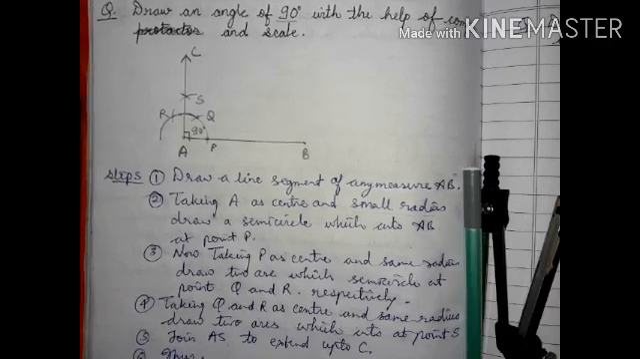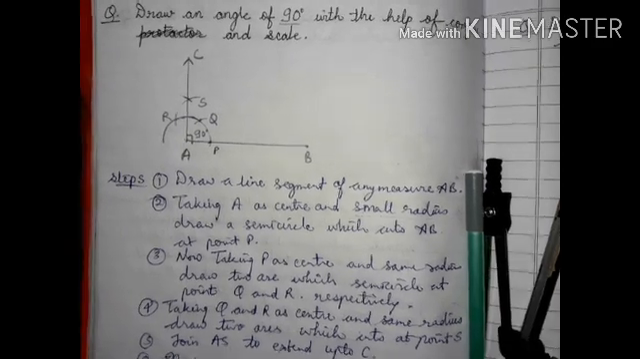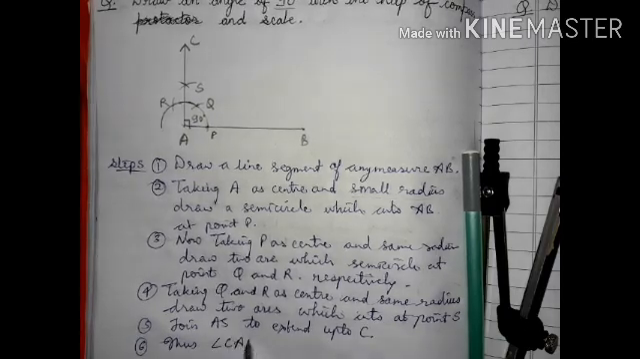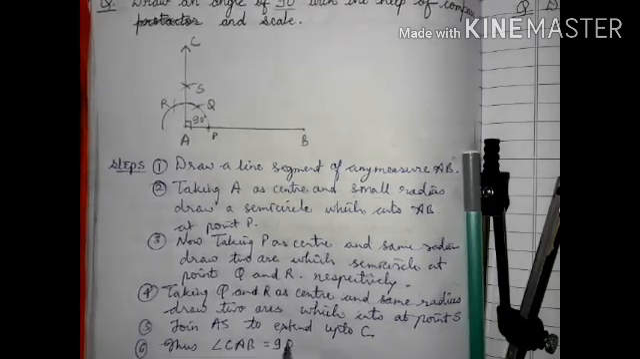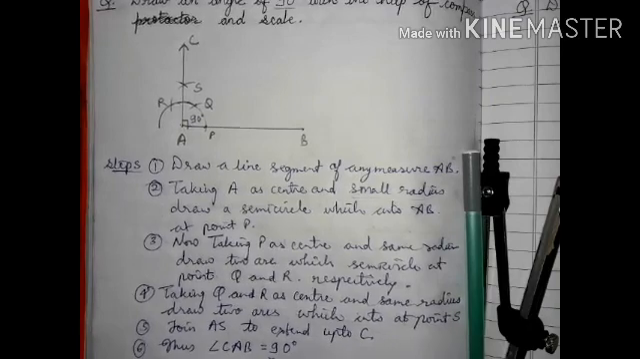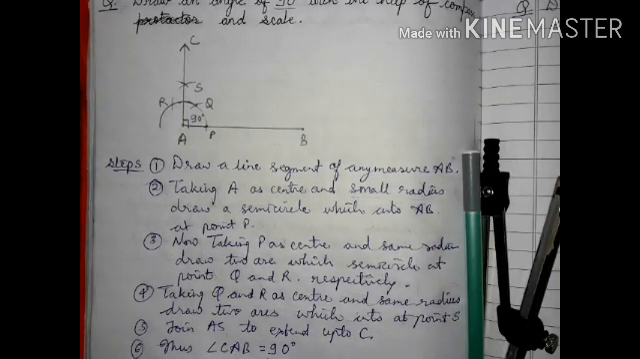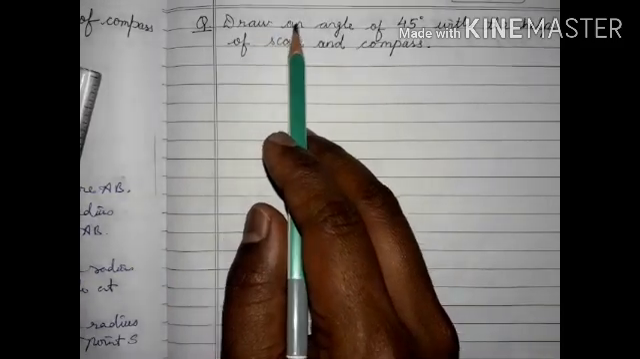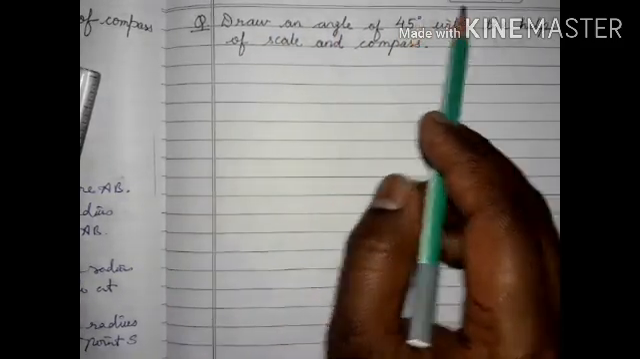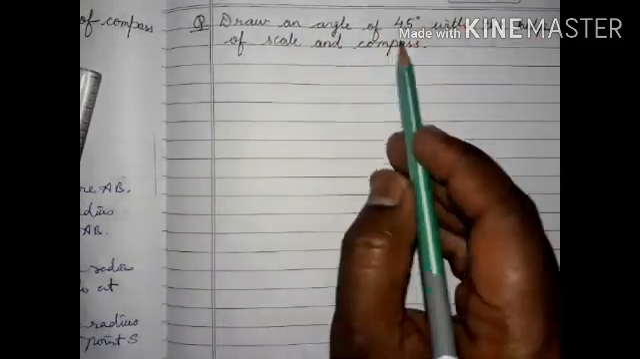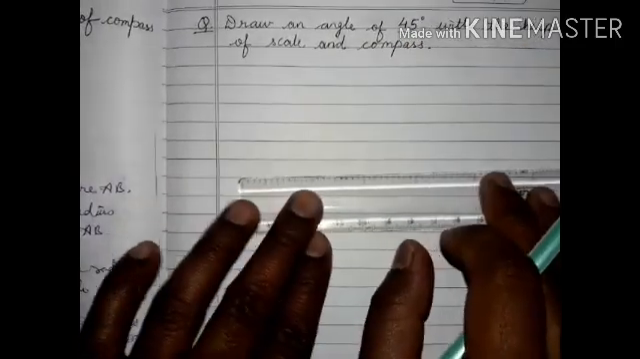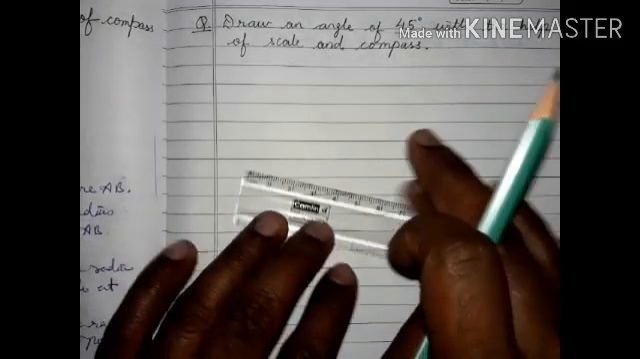Thus angle CAB is equal to 90 degrees. Now the next question is: draw an angle of 45 degrees with the help of scale and compass. So here we have to draw 45 degrees. So again we have to first draw a 90 degree angle.